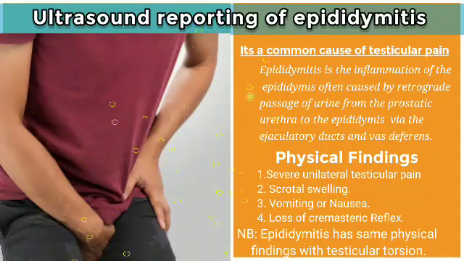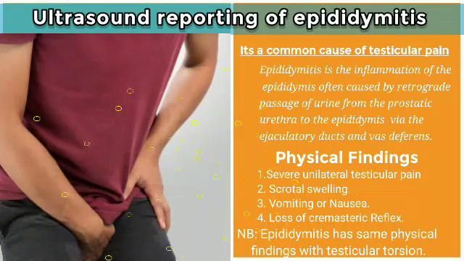The physical findings associated with epididymitis include severe unilateral testicular pain, scrotal swelling, vomiting or nausea, and loss of cremasteric reflex. Loss of cremasteric reflex will be described in detail. Epididymitis has the same physical findings as testicular torsion, but different management. Epididymitis can easily be managed with antibiotics, especially when it is associated with sexually transmitted diseases, chlamydia or gonorrhea. Analgesics and non-steroidal anti-inflammatory drugs can be used to support the treatment.